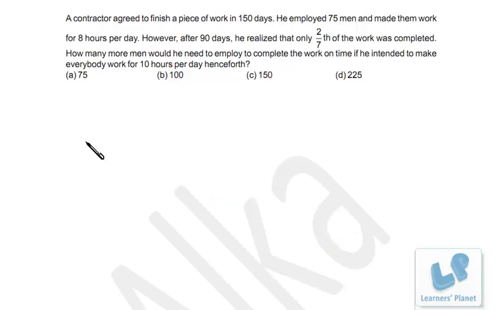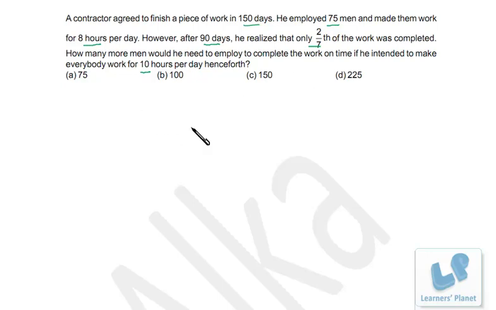Let's see this problem based on time and work. A contractor agreed to finish a piece of work in 150 days. He employed 75 men and made them work for 8 hours per day. However, after 90 days, he realized 2/7th of the work was completed. How many more men would he need to employ to complete the work on time if he intended to make everybody work 10 hours per day?